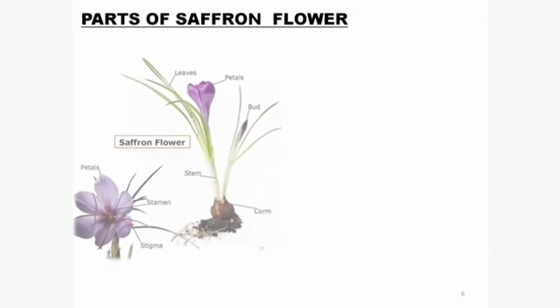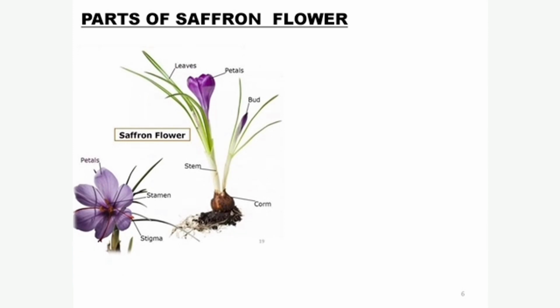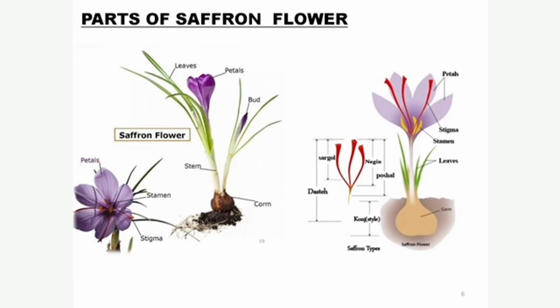Next, we see the parts of the saffron flower, which generally comprises leaves, petals, buds, stem, and the below part, which is called the corm, along with the petal, stamen, and the stigma. Saffron is generally a plant of small height, around 10 to 25 centimeters, and it develops from bulbs. The corm is a tuberous and bulbous structure, around 2.5 to 3 centimeters in diameter, coated with fiber of whitish and earthy color. The saffron flower is a single, terminal purple flower, comprising 6 petals, 3 stamens, and 3 orange-red stigmas.